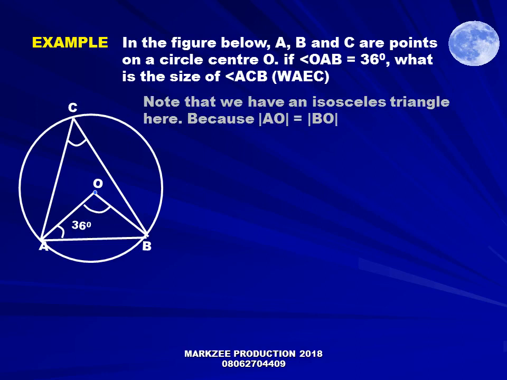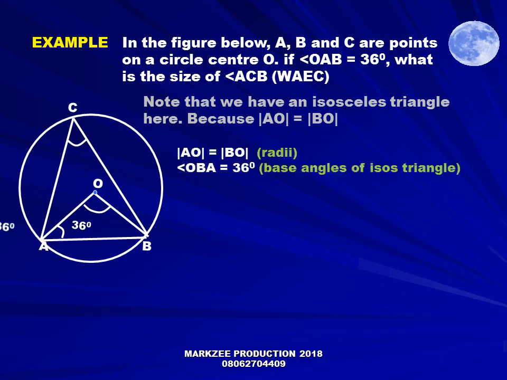Now note that we have an isosceles triangle here, because AO is equal to BO by length. They are radii, okay? Can you see that flashing? So those two lines are equal in length. Okay? So those are radii. Now that angle is equal to the other angle. Base angles of an isosceles triangle. An isosceles triangle has two base angles.